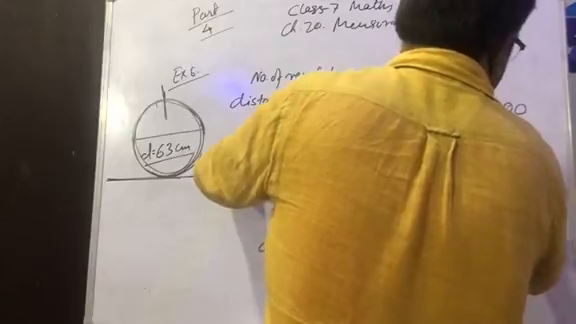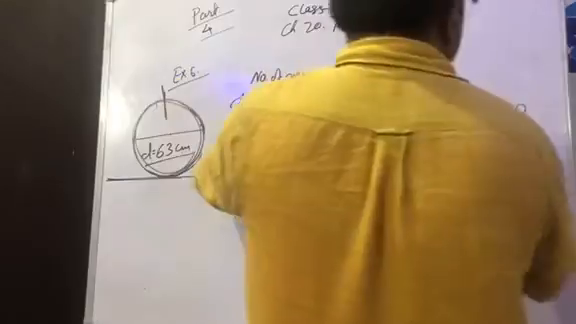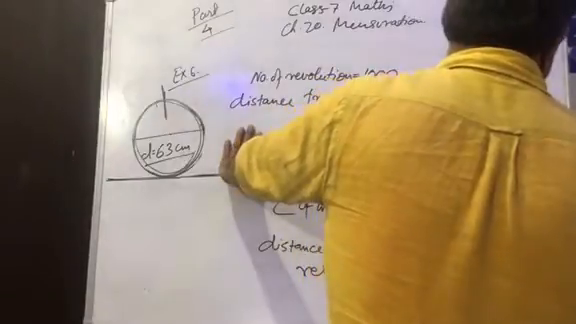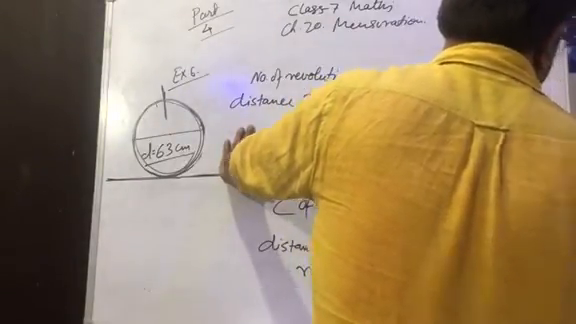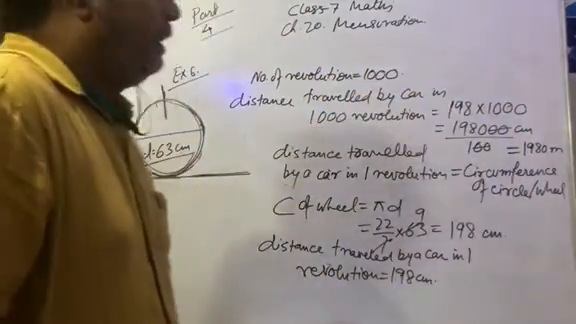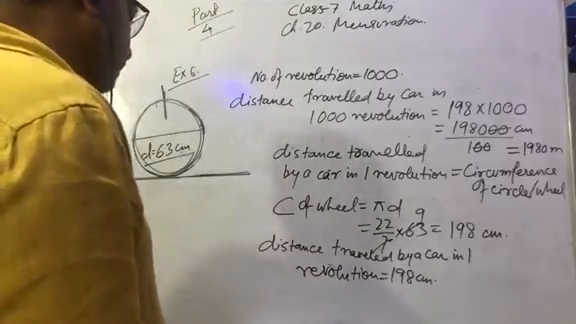If you want to answer in meter, then you can divide by 100. If you want to answer in kilometer, you can do like this. I just divide by 100 for meter. So it is 1980 meter. Or if you convert to kilometer, then it is 1.98 kilometer. Clear?